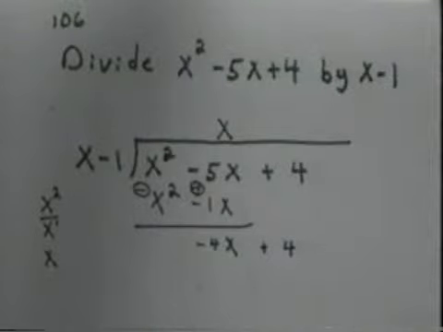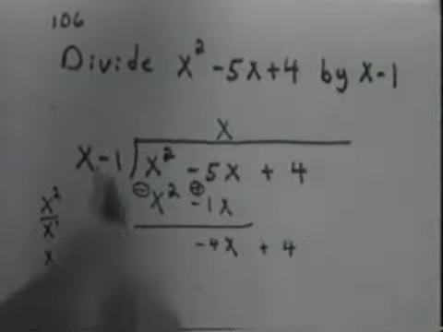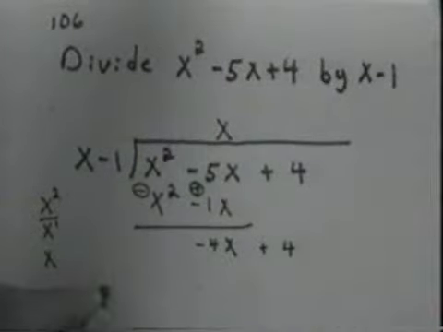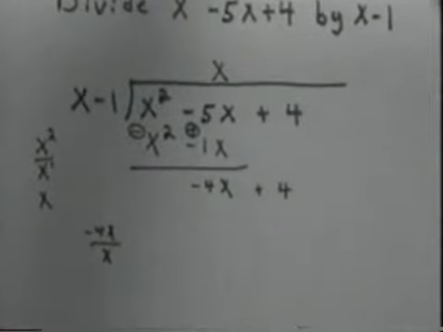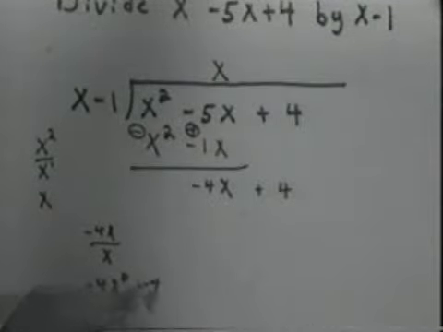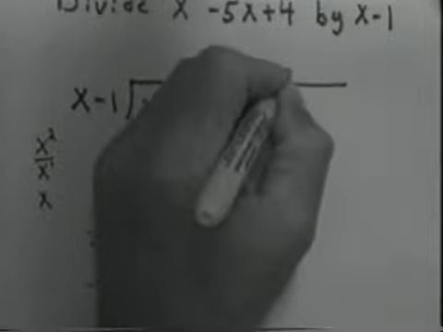Once I bring down, I go back and start the sequence again, which means I'm back to dividing the first into the first. So it's negative 4x divided by x, which will be negative 4x to the 0, because to divide powers having the same base, keep the base, subtract the exponents. 1 subtract 1 is 0. X to the 0 power is 1. Anything raised to the 0 power is 1. So negative 4 times 1 is negative 4. So I get negative 4.